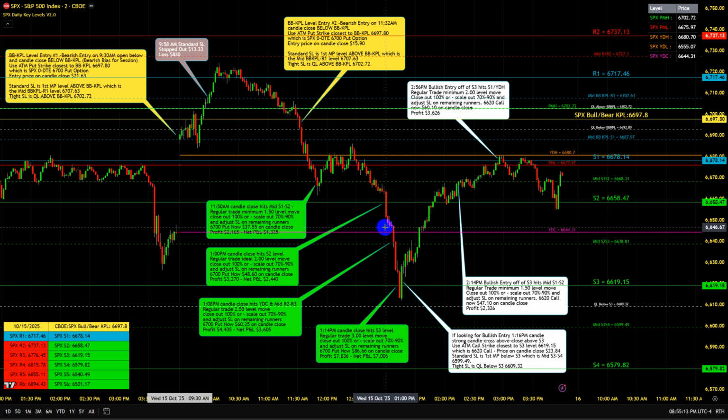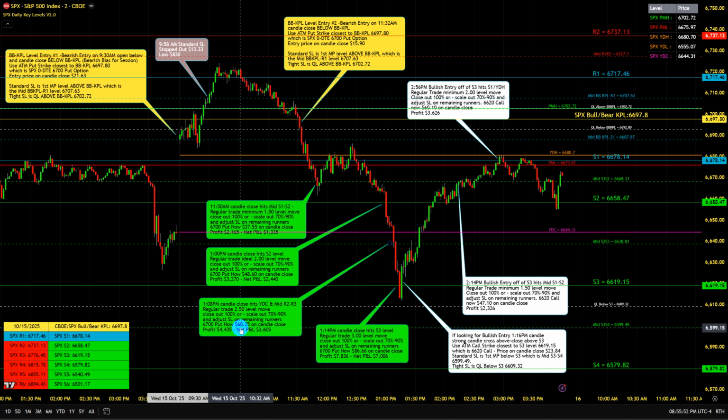Okay, so price continues to move down and starts accelerating. As you can see here, it slices right through yesterday's daily close. And it hits our next level down, the mid S2, S3 level. So now this is a regular trade 2.5 level move because we had the 2 level move to here, now another half level, that's 2.5 levels. So again, close out 100% or scale out and adjust stop loss on remaining runners.